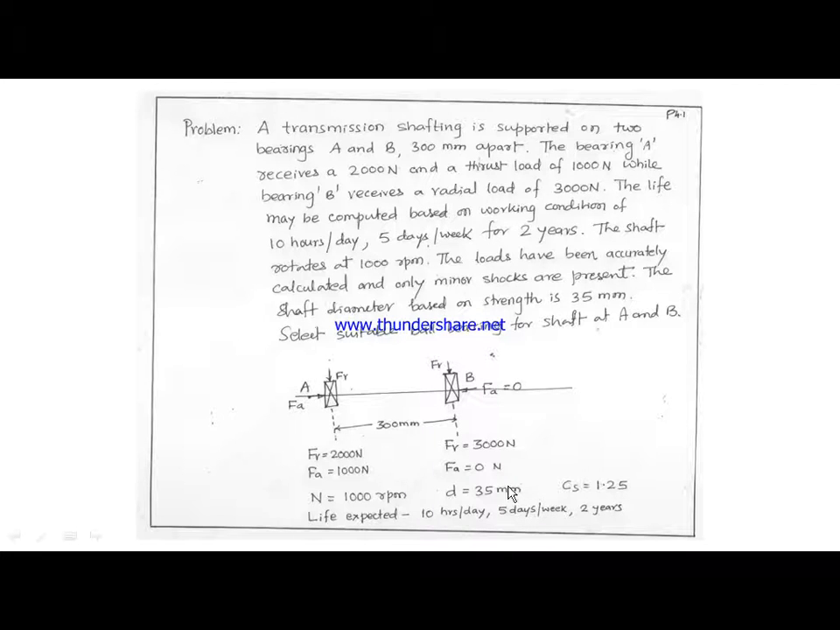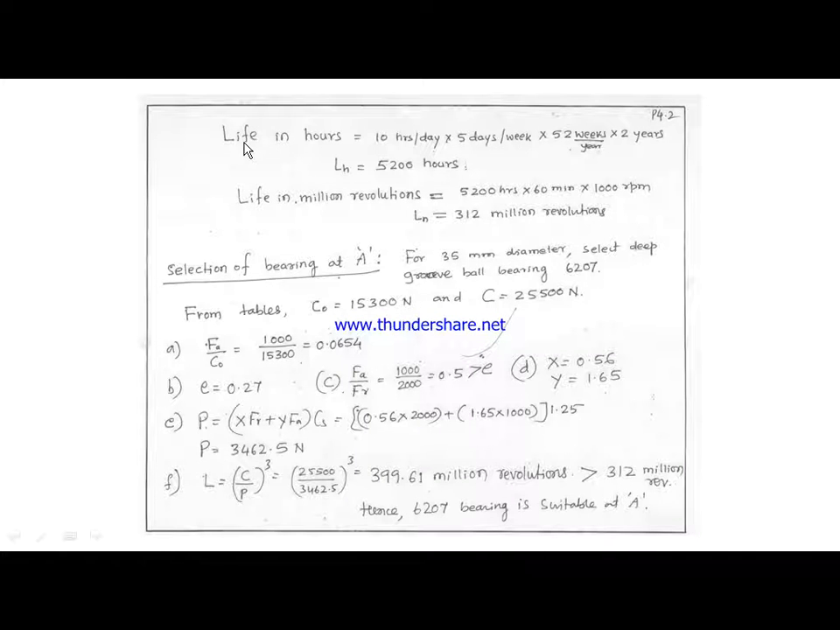So for these loading conditions and these given life conditions, let us select a suitable bearing at A and B. Now let us first calculate the total life of the bearing in hours. The bearing is working for 10 hours in a day, and it operates for 5 days in a week, and there are 52 weeks in a year, and it has to operate for 2 years.